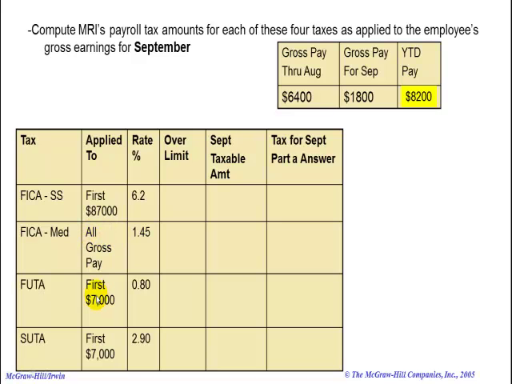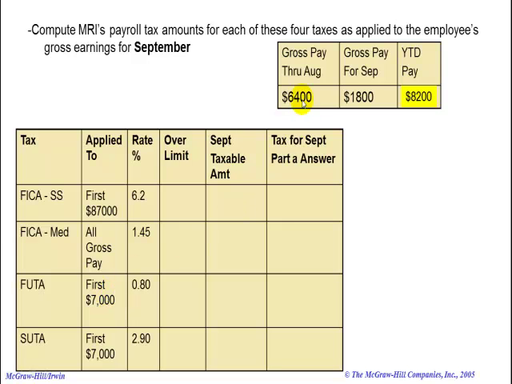But the answer is yes for FUTA, because the taxes are only paid on the first $7,000 that you make. And by the way, the employer pays these taxes. The employer pays FUTA and the employer pays SUTA. Both employer and employee pay the FICA Social Security and the FICA Medicare. So both of them pay Social Security and Medicare, and only the employer pays the federal unemployment tax and the state unemployment tax. But it's only on the first $7,000 worth of wages.